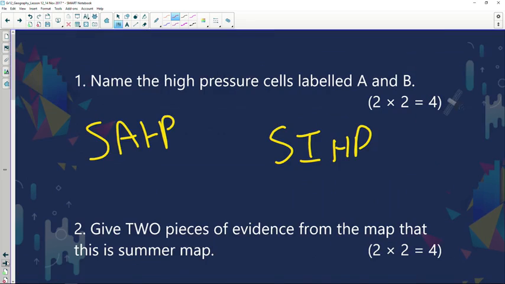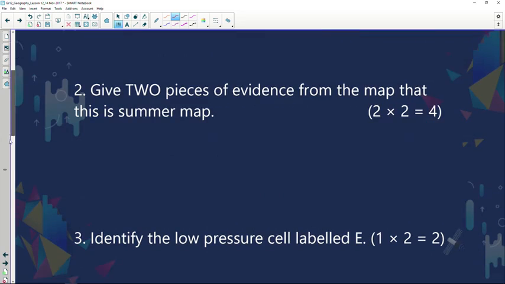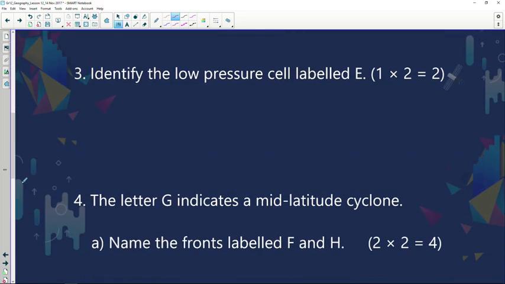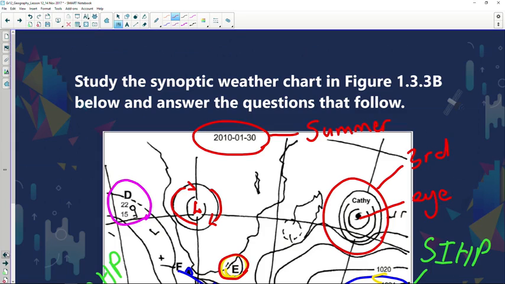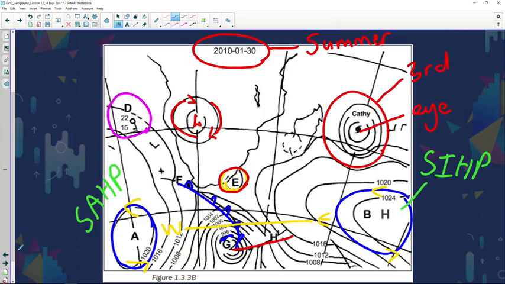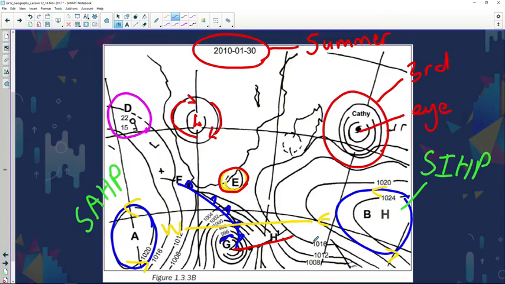If we look at our next questions that follow, the letter G indicates a mid-latitude cyclone. Name the fronts labeled F and H. Now we've already done that by just observing our synoptic chart. As you can see, F is your cold front and H is your warm front. Now what have we learned over the past? The system moves from west to east. Cold front tries to catch up with the warm front. Obviously, especially what happens is it creates frontal rain where the cold front forces the warm air to rise, cool, condense, clouds and formation of rain.